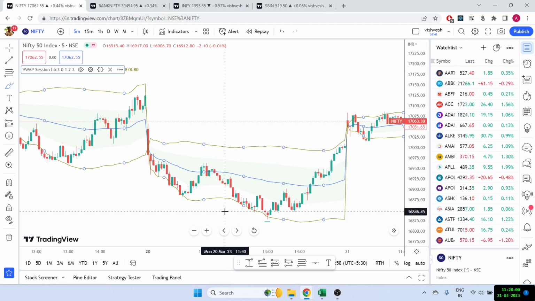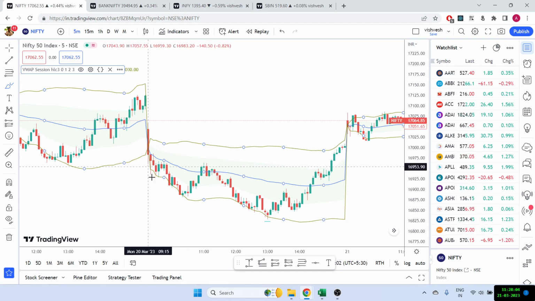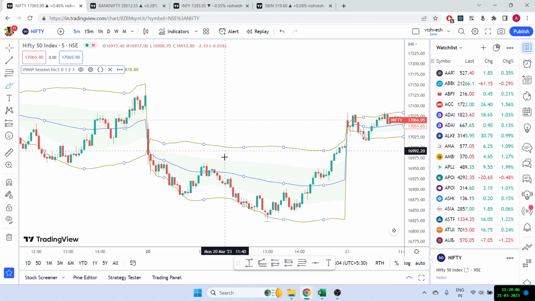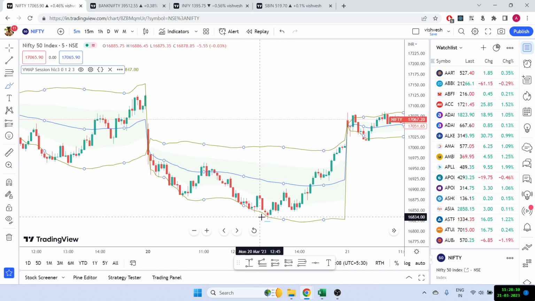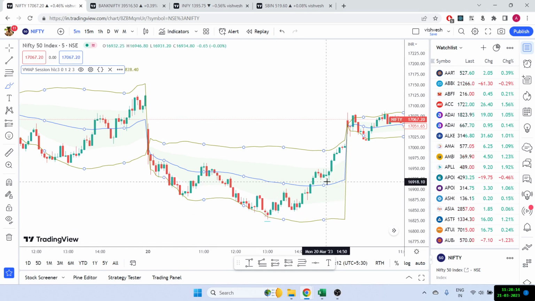Basically, they are the standard deviations. That means as per statistics, the stock should remain between these two lines 95% of the time. And if it breaks these two lines, there is a high tendency for the stock to go back and touch the middle line again. So we are going to use the statistics here.